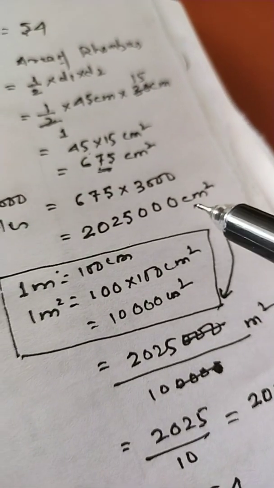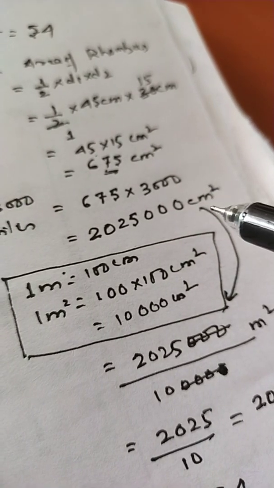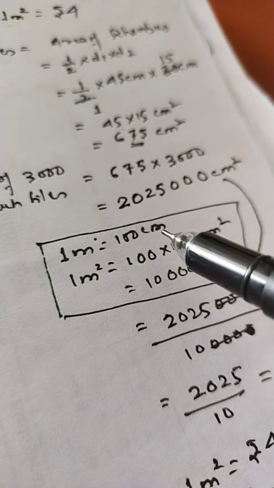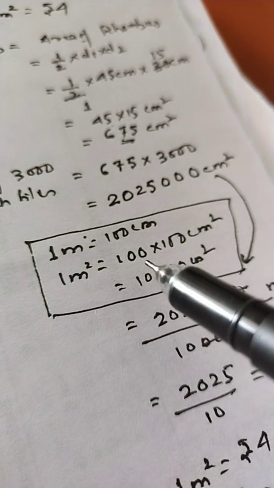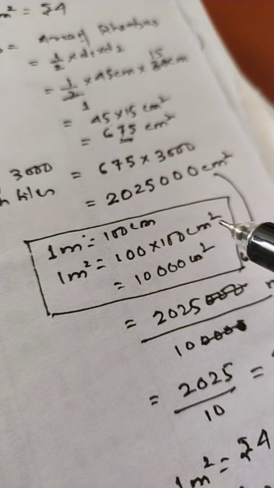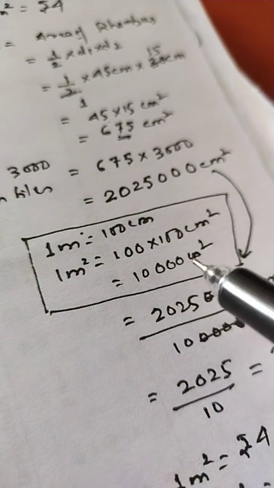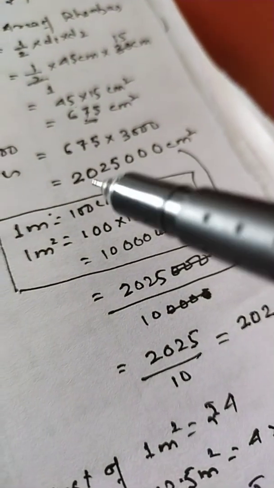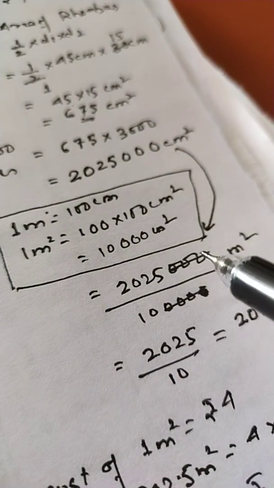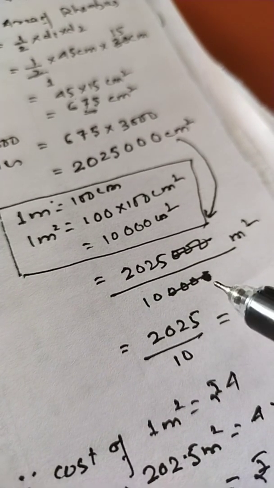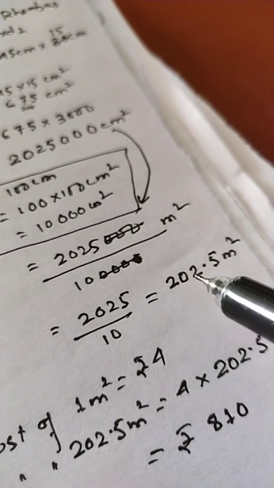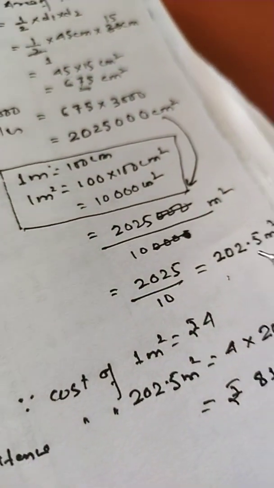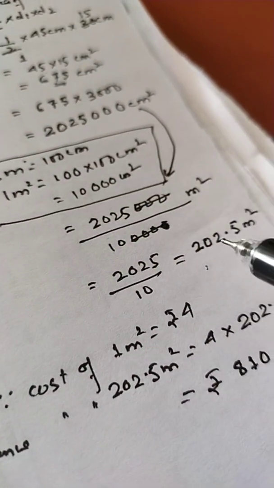So we have to convert the area into meter square form. We know that 1 meter is equal to 100 centimeter. So 1 meter square would be equal to 100 into 100 centimeter square, that will give you 10,000 centimeter square. To convert centimeter square to meter square, you have to divide the whole number by 10,000. So when you reduce it, you will finally get the answer as 202.5 meter square. So this is the area of 3000 tiles.